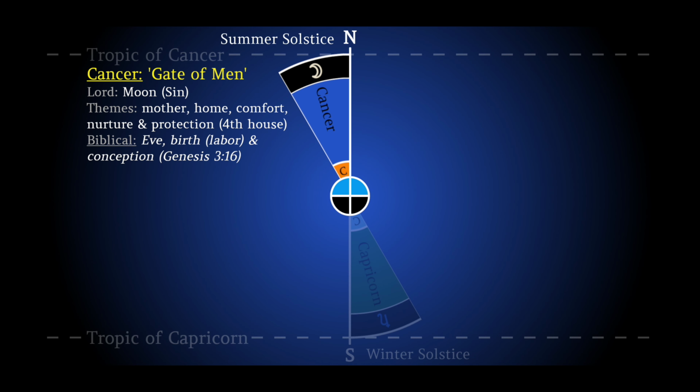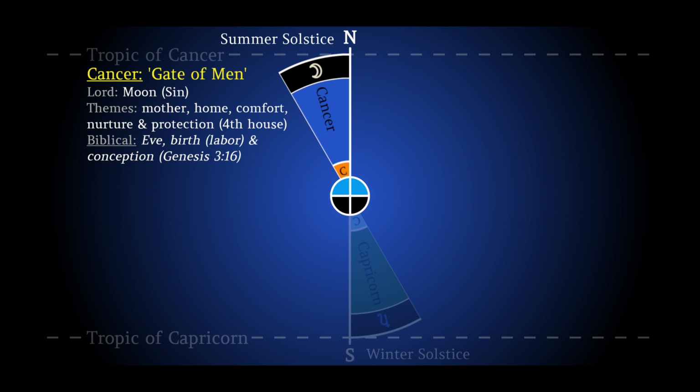And the Lord of Cancer is the moon. And the moon's name is Sin. The ancient Akkadian name of the moon god, that is Sin. Don't take my word for it. So keep that in mind, because we are talking about original sin.